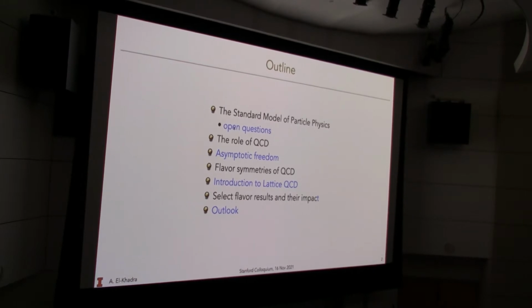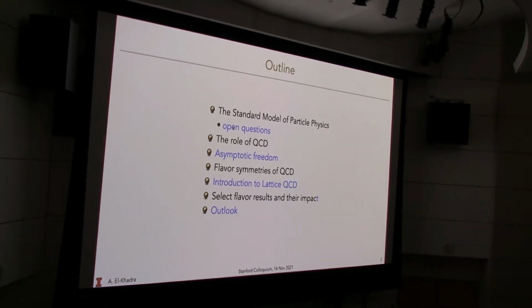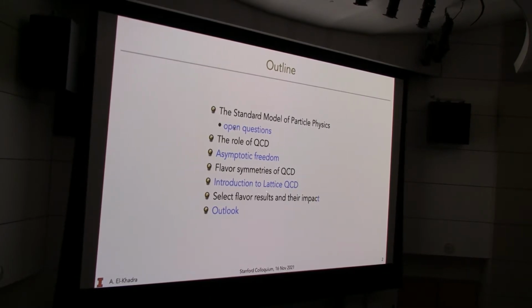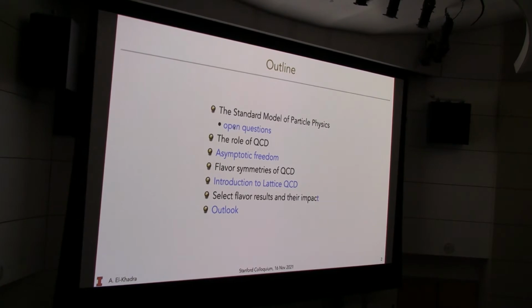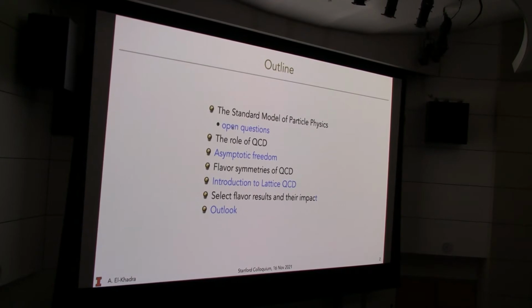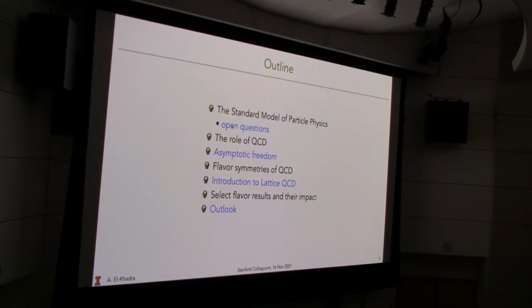I will start with this and a brief, my own list of open questions. I will talk about QCD and its role in flavor physics, focus on some particular properties of QCD, and then introduce lattice QCD and provide some select results in flavor physics, including also at the end a discussion of muon g minus 2 and provide you with an outlook.